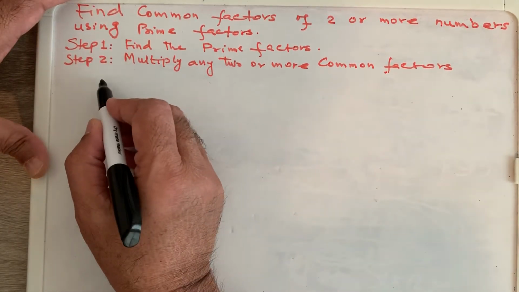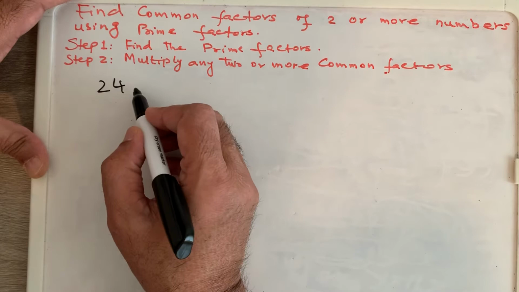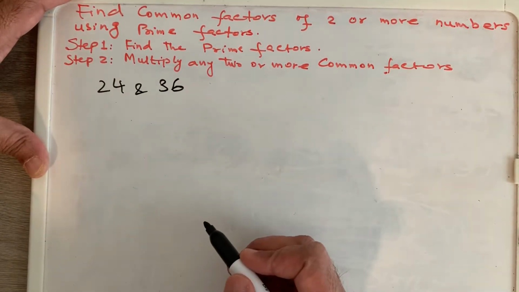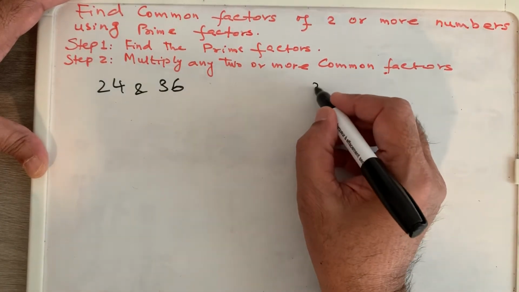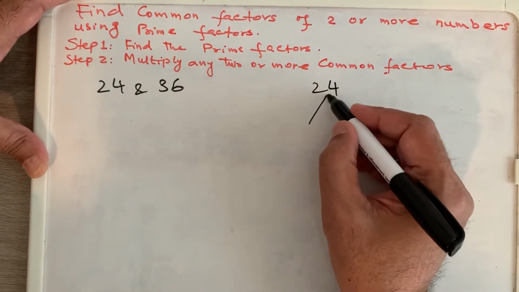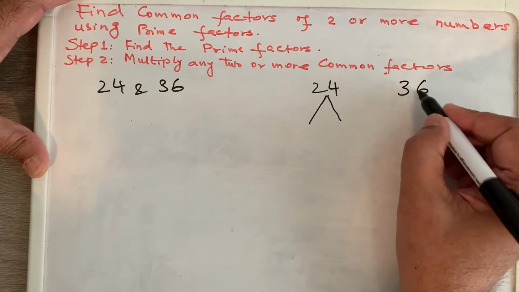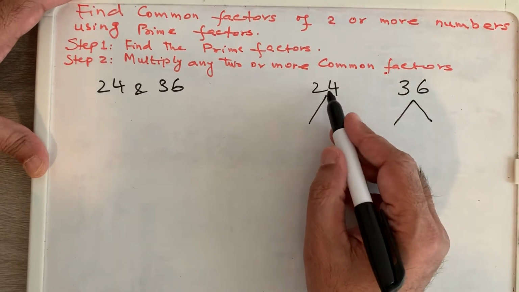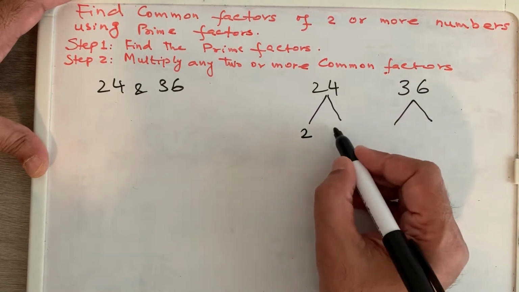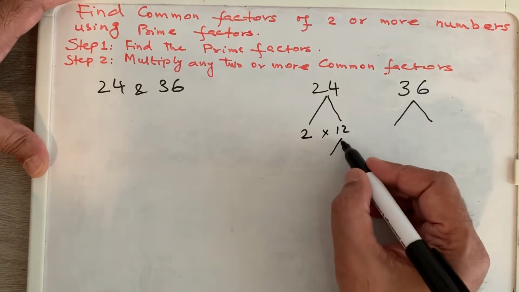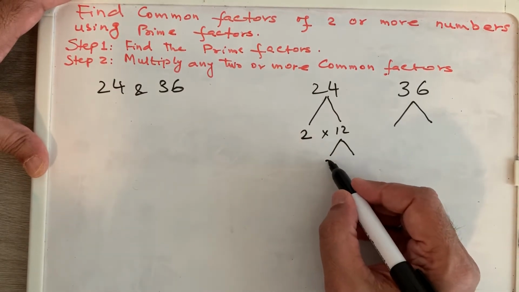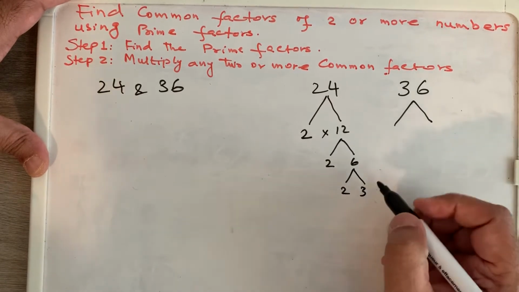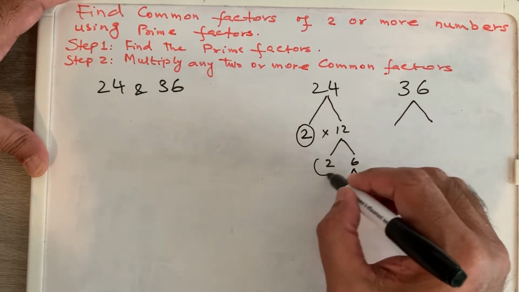So for example, let's say that we have to find the common factors of 24 and 36. So what do we need to do? We need to make the prime factors of 24, and we need to make the prime factors of 36. If we make prime factors of 24, we start with 2 times 12, and then we break this 12 as 2 times 6, and then we break this 6 as 2 times 3. And then my prime factors are these numbers which I am circling.